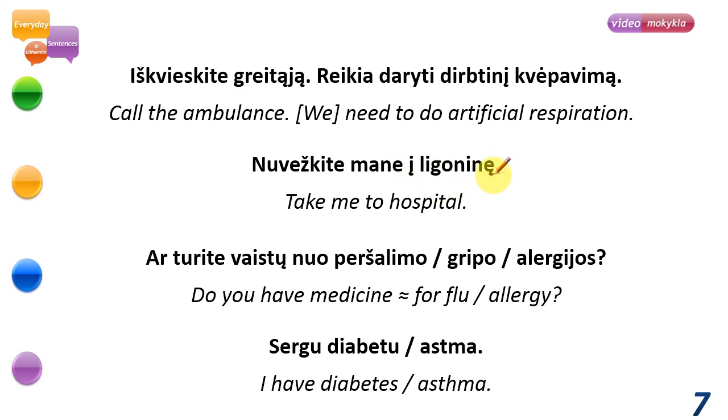And one more thing about the imperatives. The imperative endings, just like present tense and past tense endings for the second person plural, can be shortened. Iškvieskit greitąją, or nuveškit mane į ligoninę. The e can be omitted. The e is not always said, just like in the present tense and in the past tense.